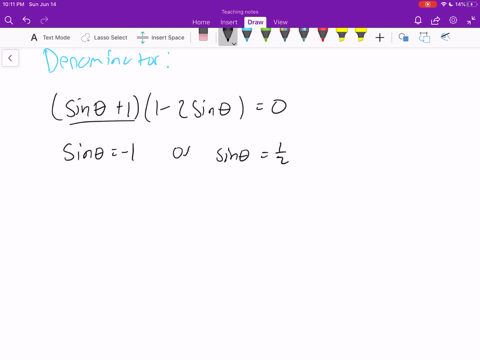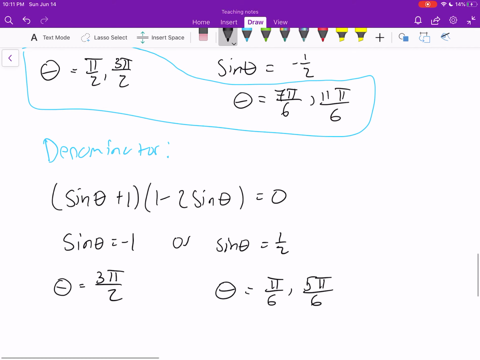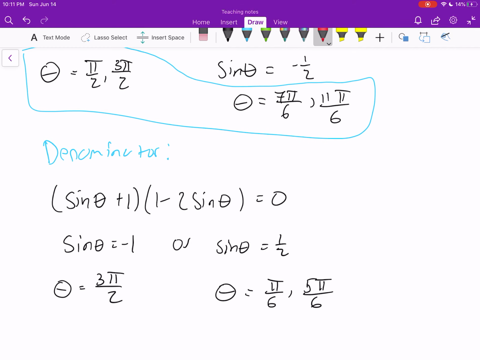So I'm just solving these two equations for theta here. The first equation is going to happen at theta is equal to 3 pi over 2. And this second equation happens when theta is equal to pi over 6 or 5 pi over 6. Okie dokie. So what we want to notice now is what values these have in common. So these share a value of 3 pi over 2, and that is it.